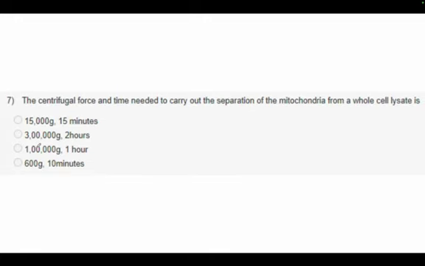The centrifugal force and time required to carry out separation of mitochondria from whole cell lysate is dash. Mitochondria requires a sort of medium speed centrifugation, something like 15,000 G for 15 minutes. Other things will also pellet at this kind of centrifugation, so with this you will get ribosomes and other things like that. But in the fractionation pathway, mitochondria will come at this point. This is for nuclei.